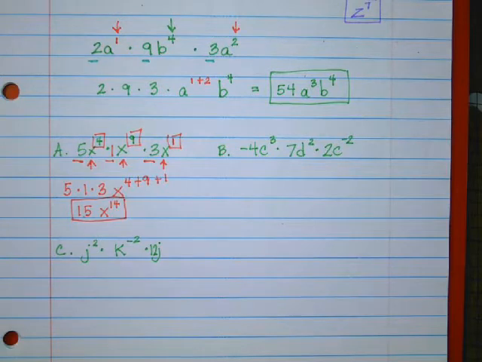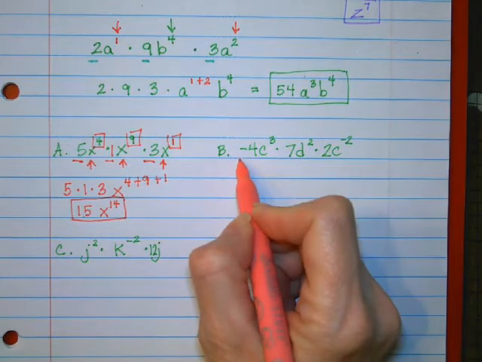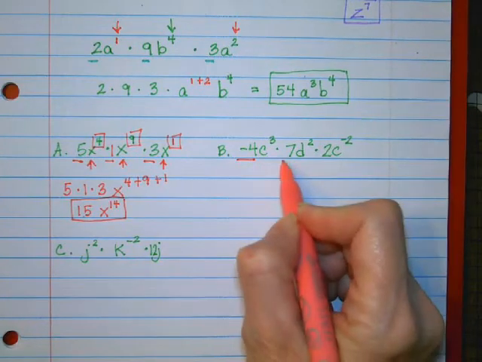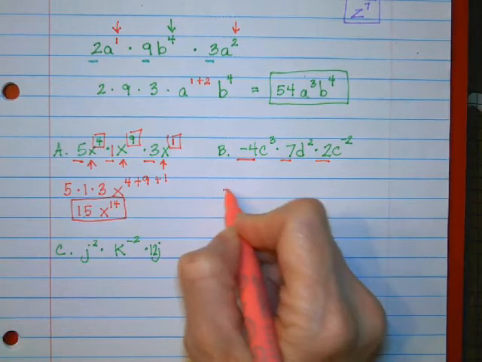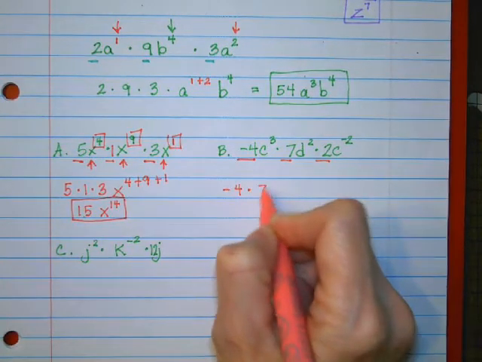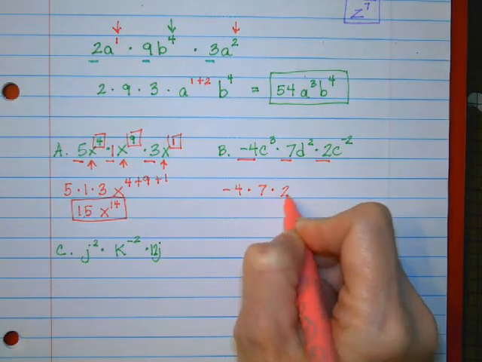All right, going on to b. Our coefficients are negative 4, 7, and 2. So I'm going to write those down. Negative 4 times 7 times 2.